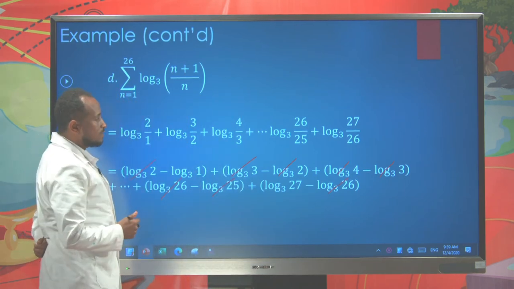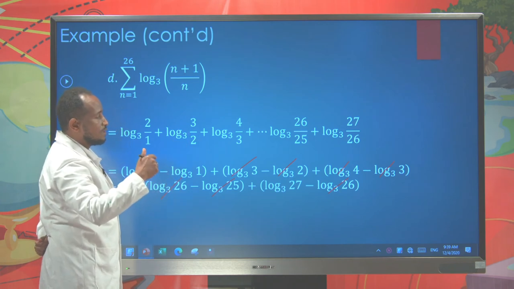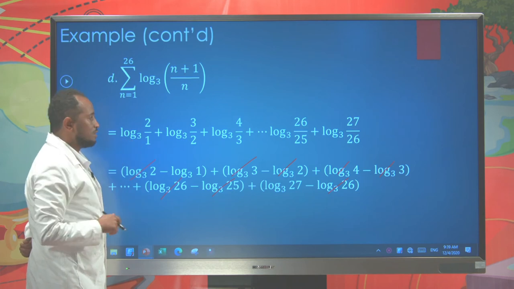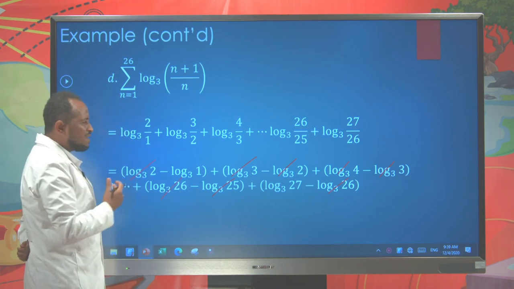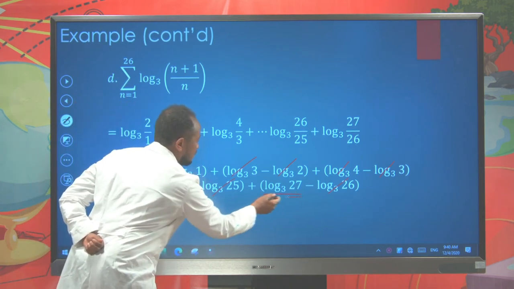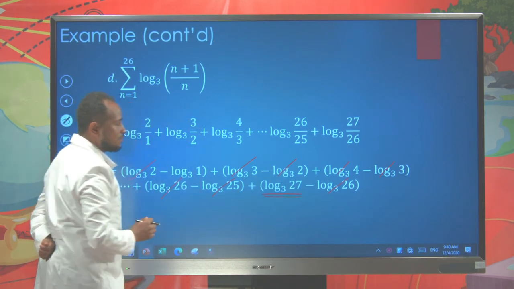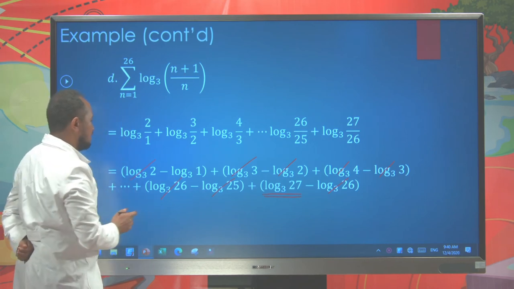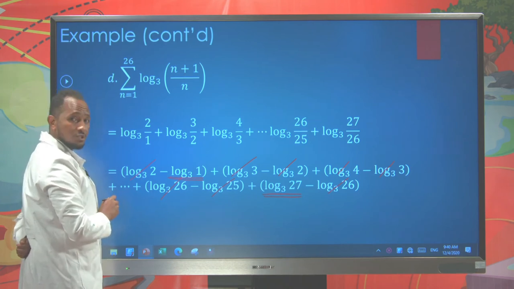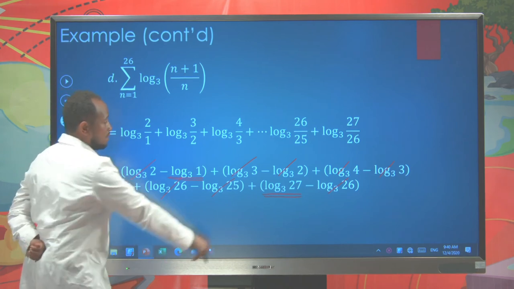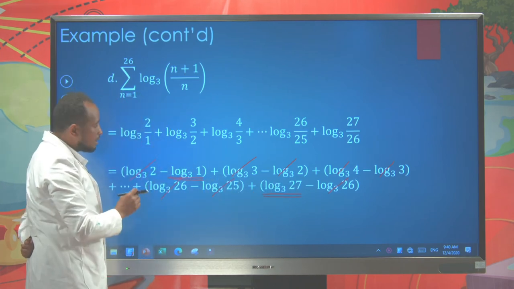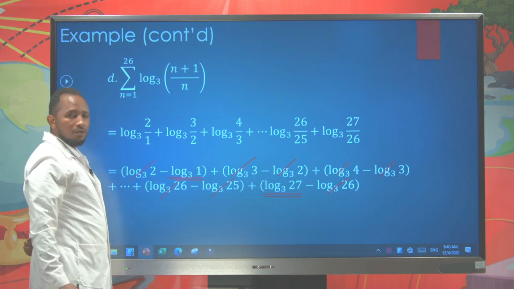We'll have the logarithm of 4 in base 3. On the next term, we have the logarithm of 5 in base 3 minus the logarithm of 4 in base 3, so this will be canceled here. So the remaining terms will be the last term. We don't have a term that cancels this logarithm of 27 in base 3, and we don't have a term that cancels this one also. So the remaining terms are these two. The answer will be the logarithm of 27 in base 3 minus the logarithm of 1 in base 3.